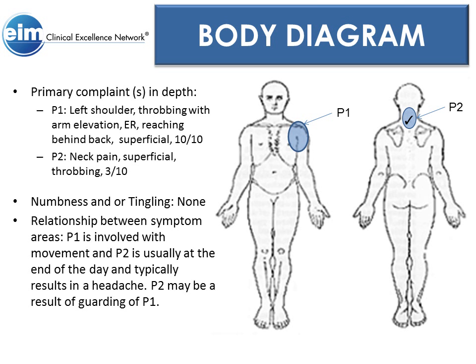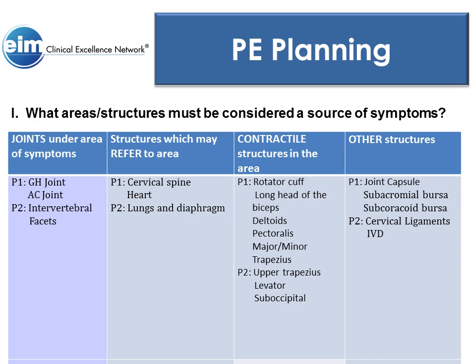On the body diagram, P1 is left shoulder pain, throbbing with arm elevation, external rotation, and reaching behind her back. It's superficial with a 10 out of 10 pain. Her P2 is neck pain. It's superficial, throbbing, and a 3 out of 10. She has not experienced numbness or tingling. The relationship between the two pains is that P1 is involved with movement, and P2 is usually at the end of the day and typically results in a headache. So P2 may be a result of the guarding of P1.